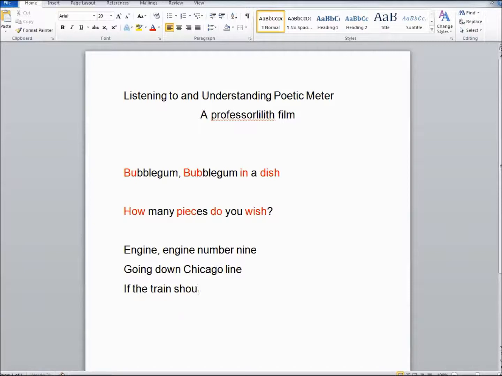Engine, engine number 9, going down Chicago line. If the train should jump the tracks, would you want your money back? Yes or no?